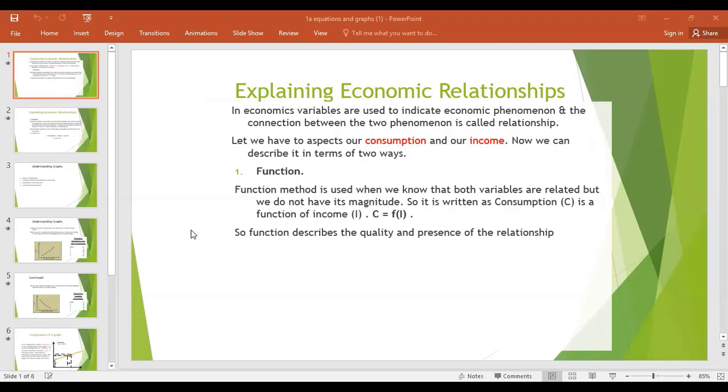So there's something inside that is doing some calculations, and the same thing applies here. A function is a method used when we know that both variables are related, but we don't know its magnitude, how they are related, what the degree of their relationship is. It is written as consumption, denoted C, is a function of income, denoted I. So C is a function of income.